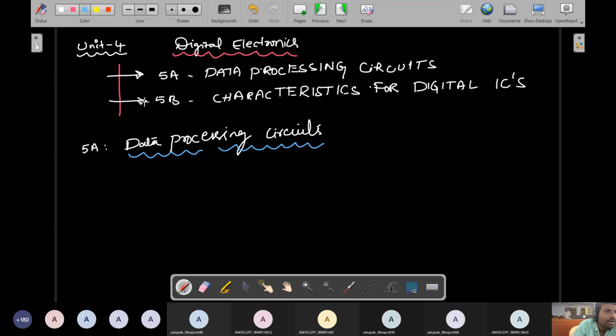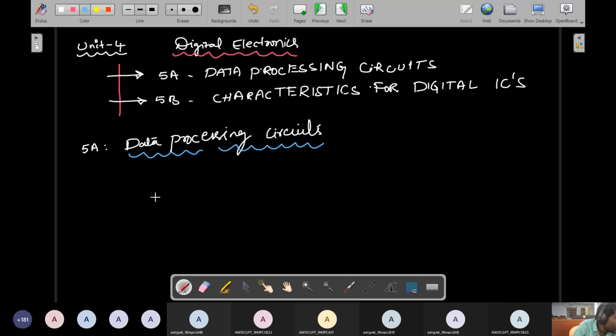Why? Because from the 4th unit onwards we are starting digital electronics. In digital electronics the 4th unit contains the 5th A lesson and the 5th B lesson. 5th A lesson is called data processing circuits and 5th B lesson is characteristics for digital ICs. So I'll start right now with 5th A from the 4th unit, that is, data processing circuits.